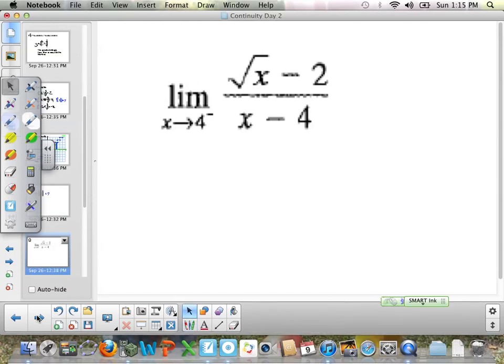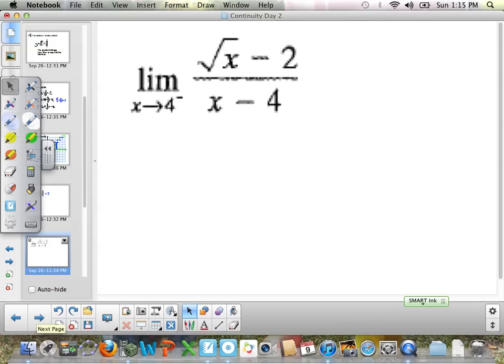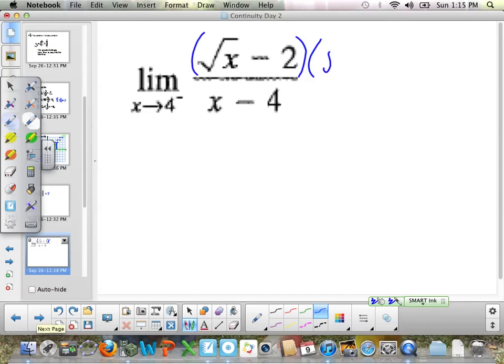The limit as x approaches 4 from the negative side: like normal limits, the first thing you should try is plug and chug. If I plug 4 in here, I get 0 over 0. And what do you do for radicals? Well, you need to multiply by the conjugate. You need to rationalize it. So multiply top and bottom by the square root of x plus 2.